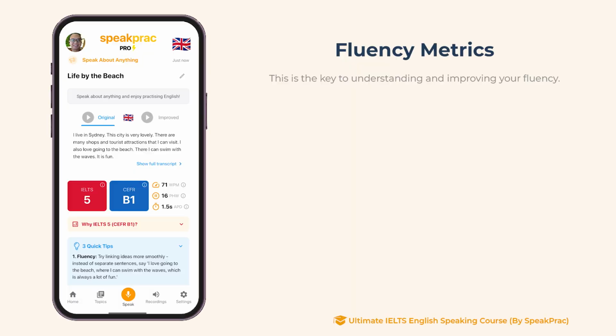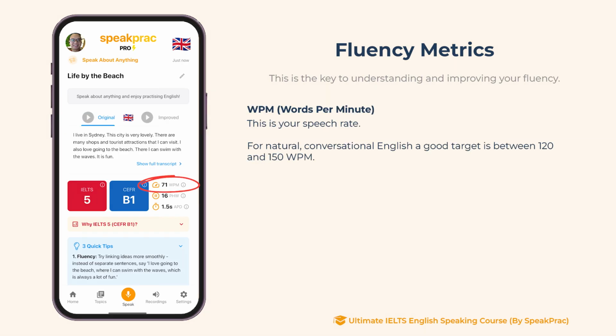Now these numbers here are the key to understanding and improving your fluency, and let's break them down. First, you have WPM, or words per minute. This is your speech rate. Think of it as the speed of your car. For natural conversational English, like in the IELTS speaking test, a good target is between 120 to 150 words per minute. If you speak too fast, then you might lose clarity. If you speak too slow, then it can sound unnatural.